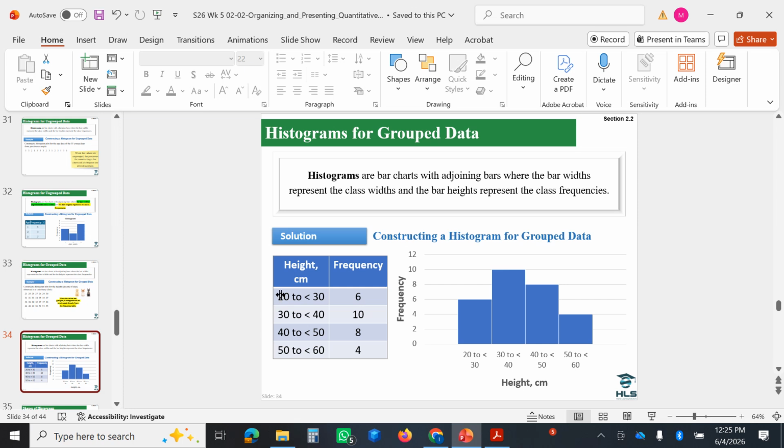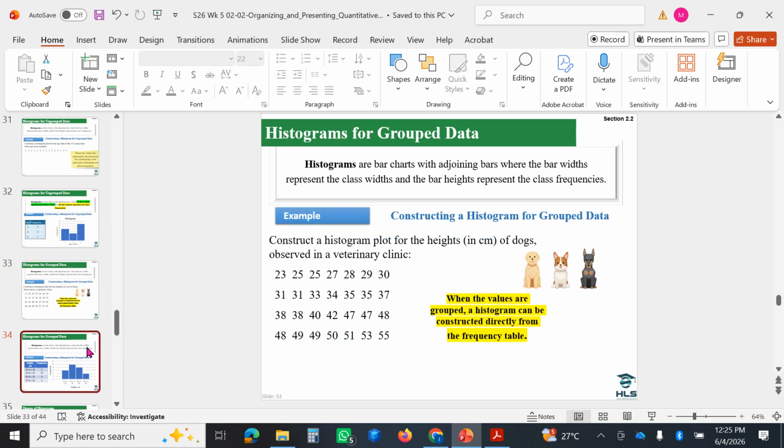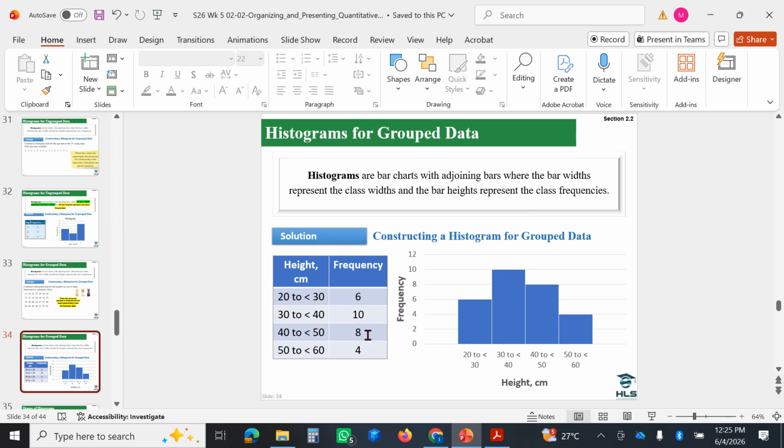And you'll see that the first group is 20 to under 30, 30 to under 40, 40 to under 50, 50 to under 60. And then you just take these values, put them into their bins, and you get the frequency here: 6, 10, 8, and 4. So there's your frequency up on the y-axis. There's your information, your bins, along the bottom.